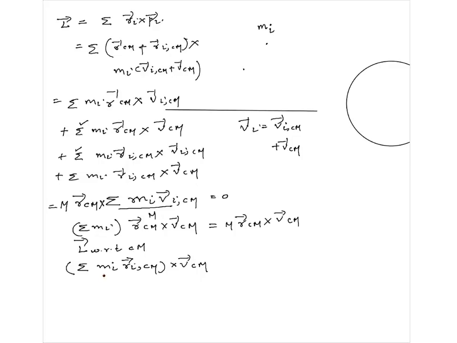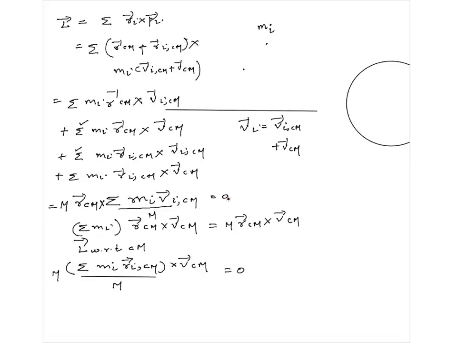Now look at this. We divide by capital M. We multiply by capital M. Now m1 r1, m2 r2, m3 r3 and so on, whole divided by M is what? RCM. But what is RCM with respect to CM? Again 0. This is RCM with respect to CM: position vector of center of mass with respect to center of mass. Because this part is 0, this whole thing is 0. Because this part is 0, that whole thing is 0.